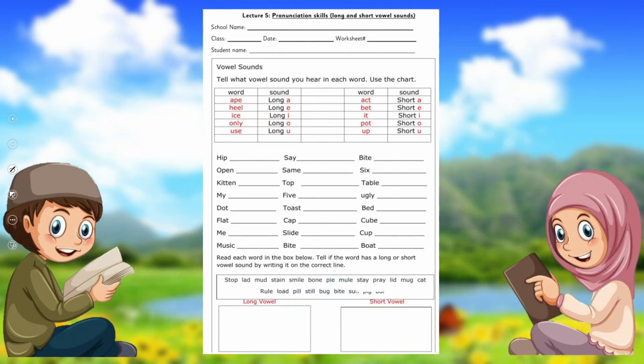Here it is. This is the word bank. You will find out whether it has a long or short vowel sound. You will write over here. And from this word bank again, you will separate long and short vowel sounds.